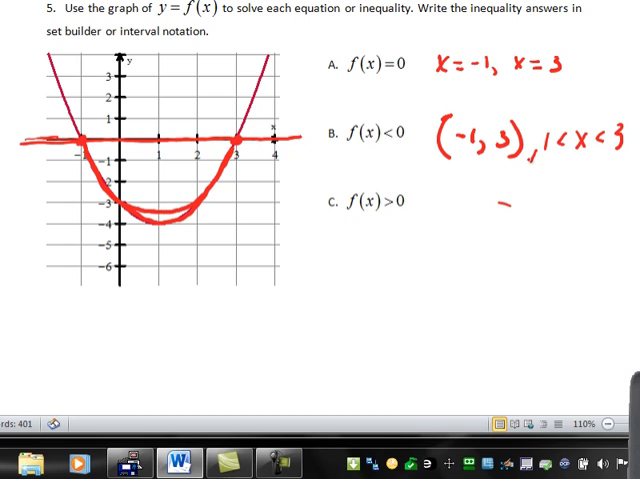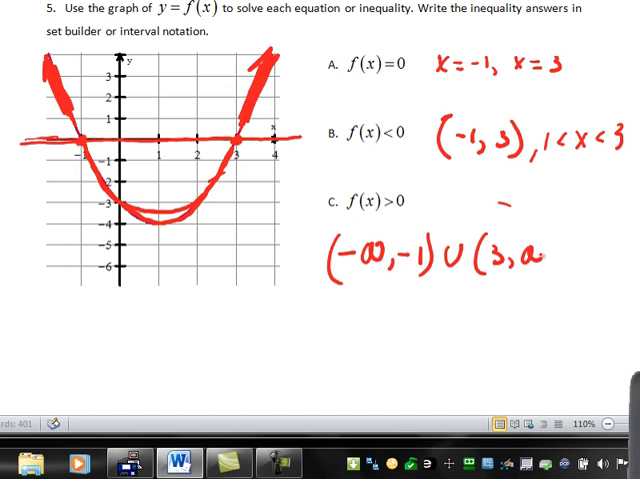Now, where's this greater than 0? Well, it's greater than 0 all the way up here, right? Above this line, in the kind of bold red I'm trying to draw. So from -infinity all the way up to -1, we pick back up with 3 to infinity.